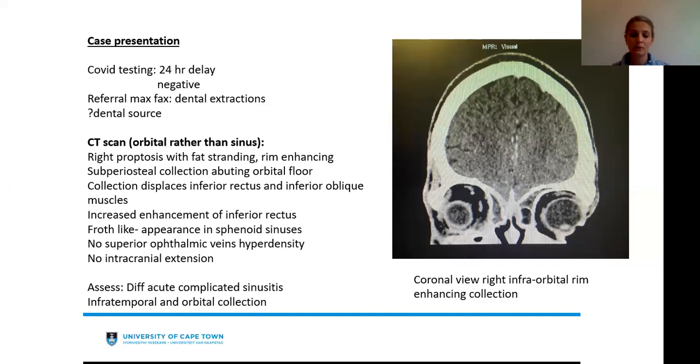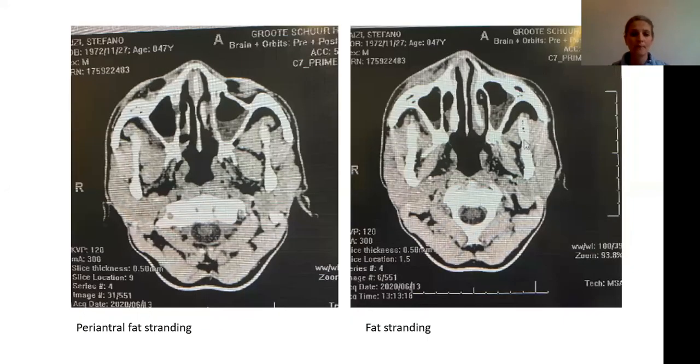And at this point, we were a bit concerned that perhaps this was an acute complicated sinusitis with an infratemporal and an orbital collection. So in the image on the right, you can appreciate that there is a small infraorbital rim-enhancing collection on that right eye. And it also gives you the impression that there might be a bit of proptosis, even though this is only a one-slice image. Of other note on this gentleman's CT scan is he also had this periantral fat stranding that you can see in the right image when you compare it to the left. And then there's also some further fat stranding in the image on the right, pre-antrally.